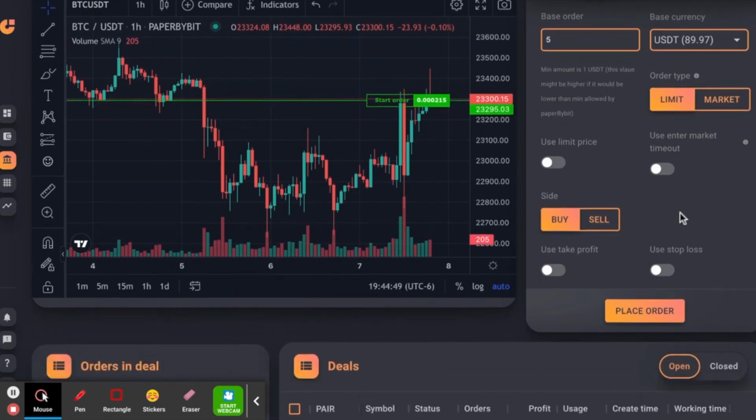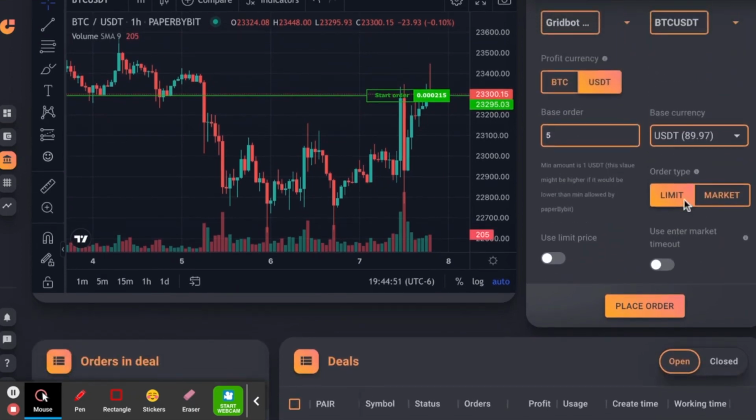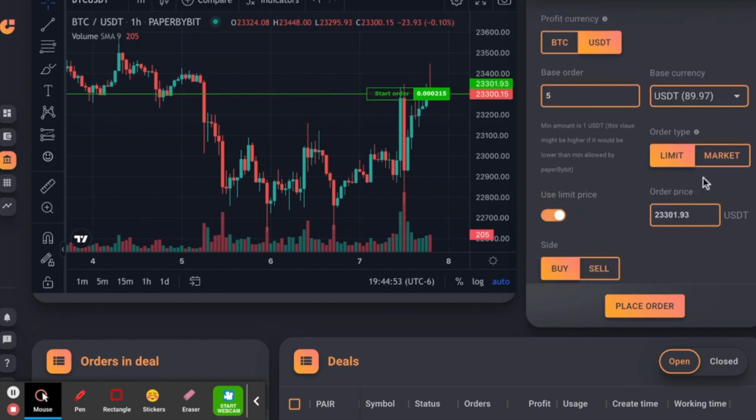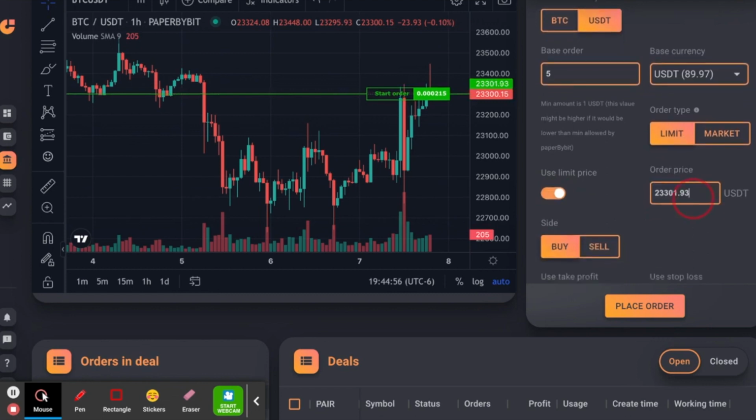Okay. If I flip over to limit, I can end up saying use a limit price. All right. Use a limit price. And what I could do is type in my own price there. So say I'm like, you know what? I want to buy my Bitcoin at 23,200. Okay. And that means it's not going to buy it until it comes down to this. Well, you get the idea. Around this area right here. Okay. And again, I could buy it and place order.